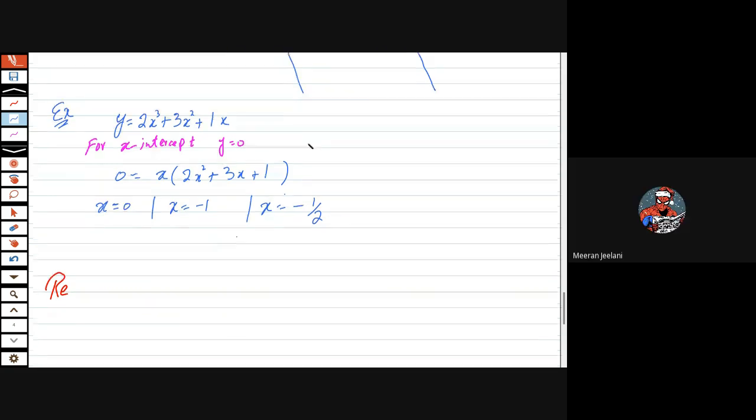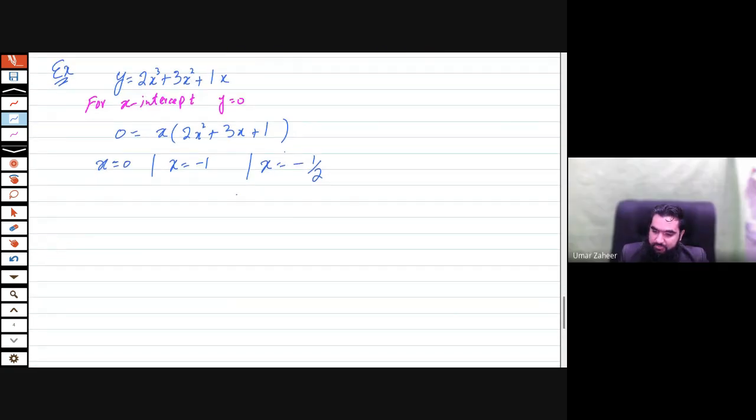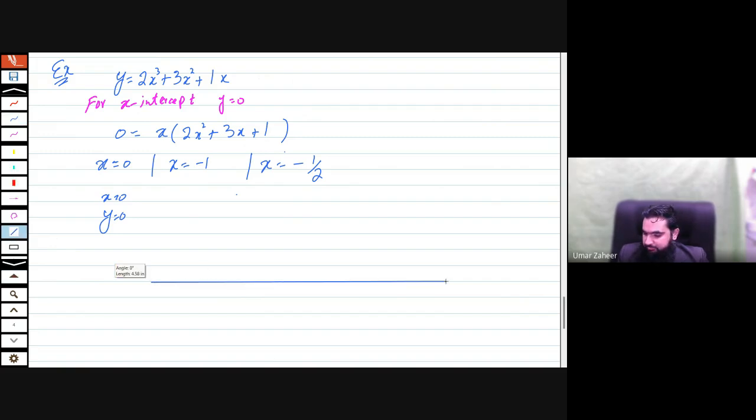Yes, sir. Now let's see how to make the graph. So the y-intercept we have to find as well. The y-intercept is going to be 0 because if you substitute x is equal to 0, y will be 0 as well. Now, the x-intercepts are 0, which is your y-intercept as well, and x values minus 1 and minus 1 by 2. Got it? The coefficient of x cube is positive, so the shape is going to look like this.